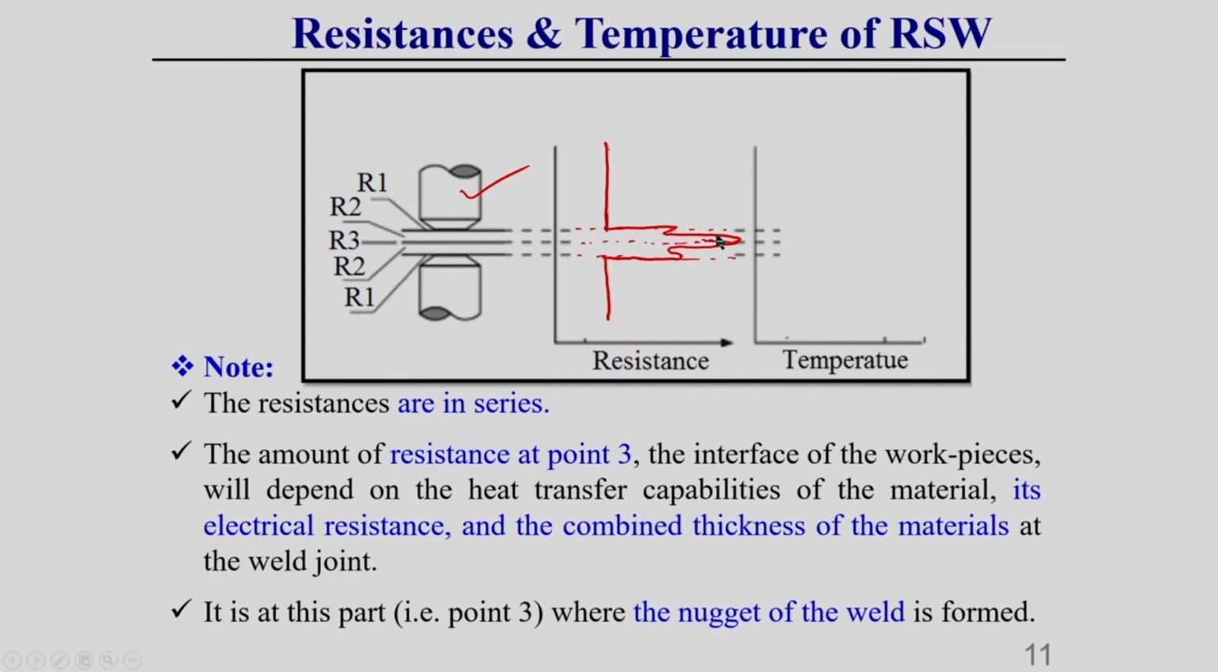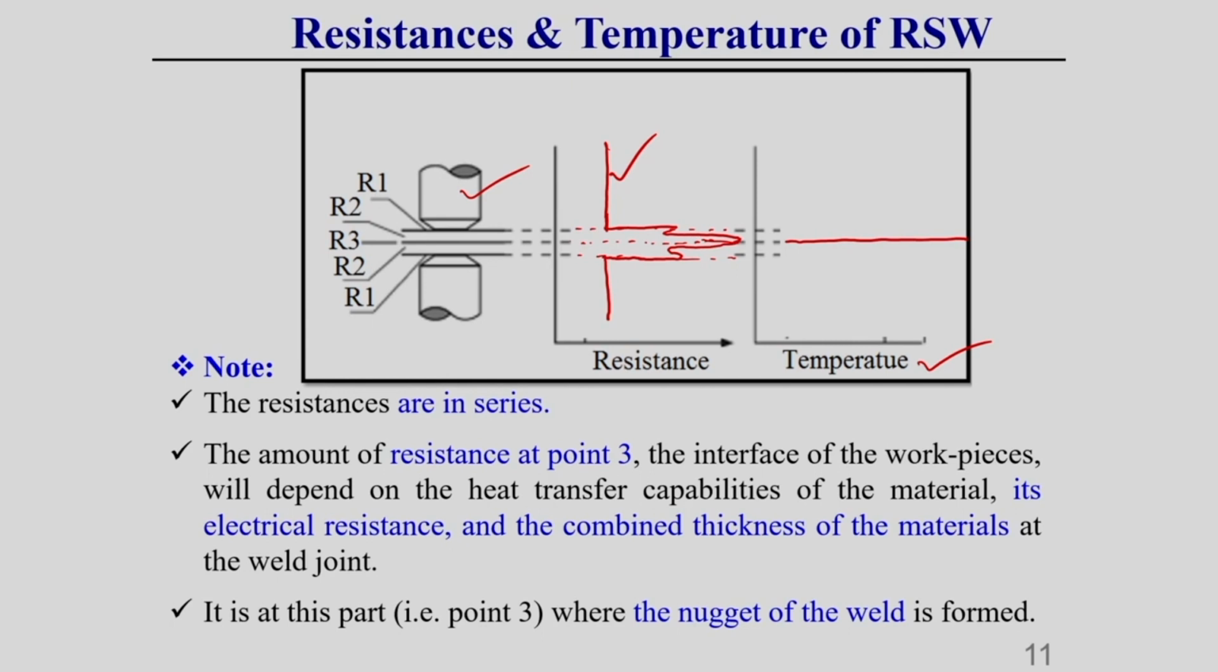Okay. Now, corresponding to this resistance, how the temperature is varying, that also we should know. Here you see this is called the resistance and temperature distribution curve for the resistance spot welding process. As these resistances, R1, R2, R3, are in series, you see.